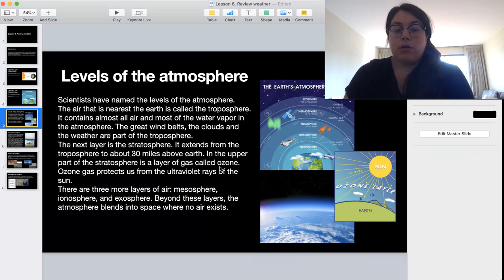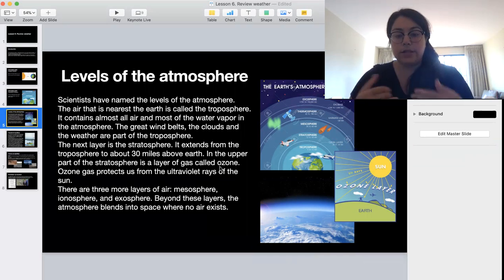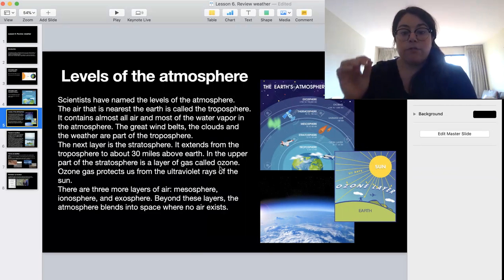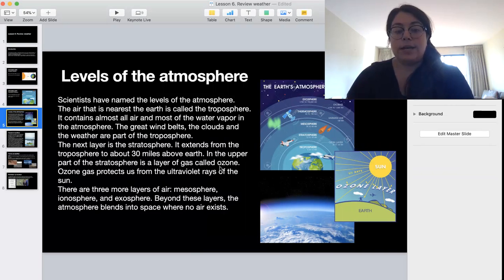Scientists have named all of these levels, like they divide the atmosphere into different layers, okay? The air, as I was saying before, that is nearest to us, the one we breathe in, that is really close to the earth, is called the troposphere. It contains almost all of the air and most of the water vapor, meaning little drops of water flying in the air, okay? It contains the great wind belts, which are the ways that the wind is moving across the earth, the clouds, and the weather.